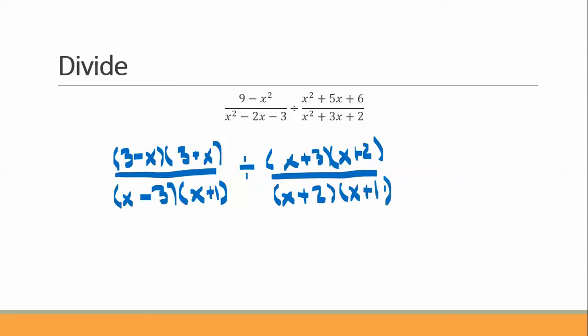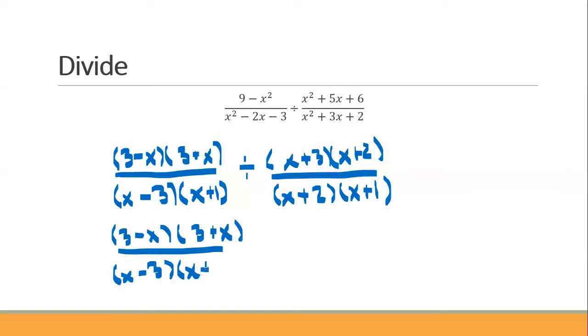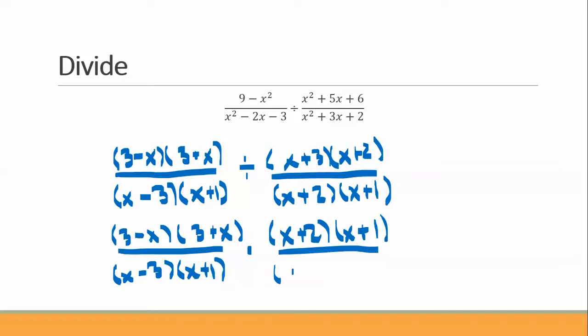Now we're going to take the reciprocal of the second fraction and multiply. So we have (3 minus x)(3 plus x) over (x minus 3)(x plus 1), times, because we're taking the reciprocal, (x plus 2) over x, or times (x plus 1) all over (x plus 3)(x plus 2), and now we can divide out our common terms.